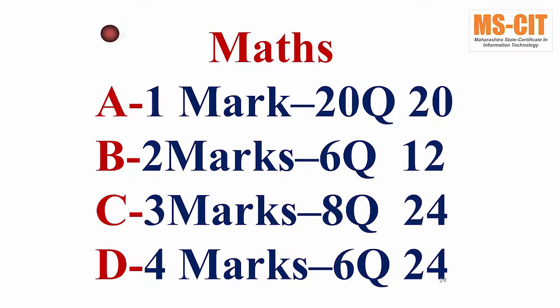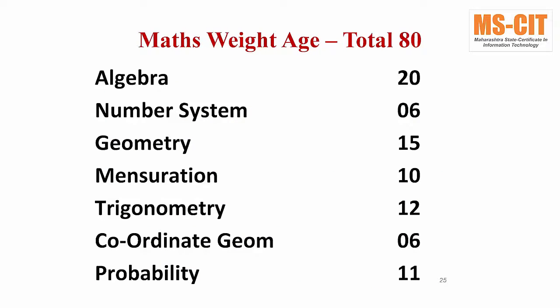Now, maths. There are four sections. For 1 mark, 20 questions will be there, total 20 marks. B section, 2 marks, 6 questions. C section, 3 marks, 8 questions, total 24. And D section, 4 marks, 6 questions, 24. So this is the new or revised paper pattern. This is the maths weightage, chapter wise weightage. If you observe, algebra weightage is maximum, 20 marks. And next to that, geometry, 15 marks.